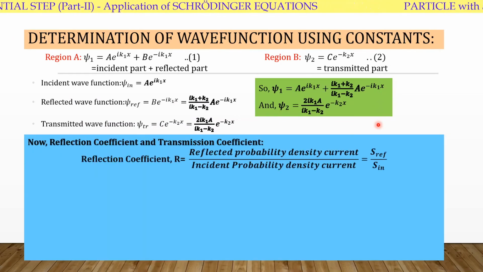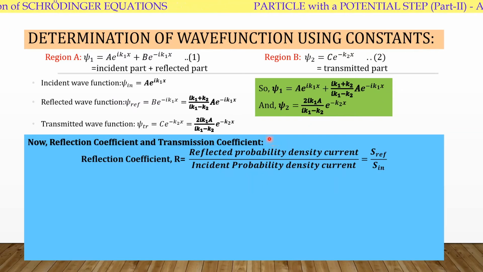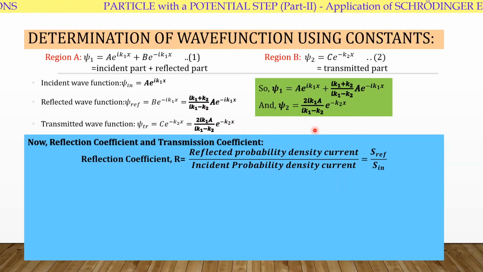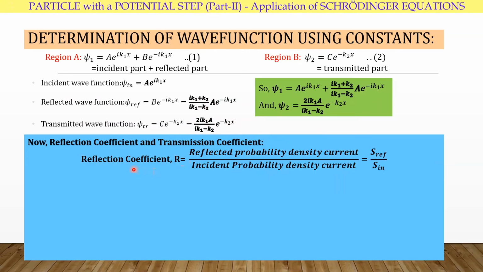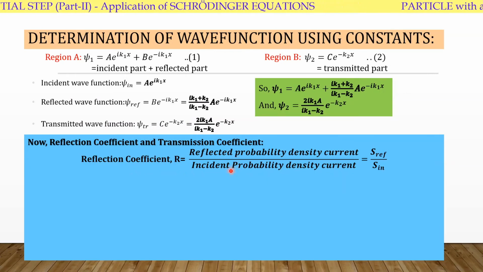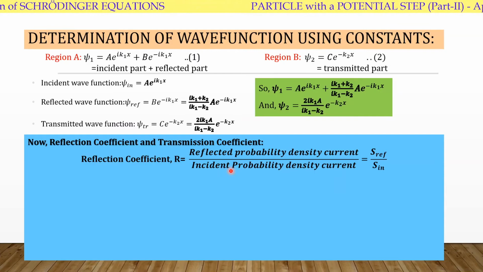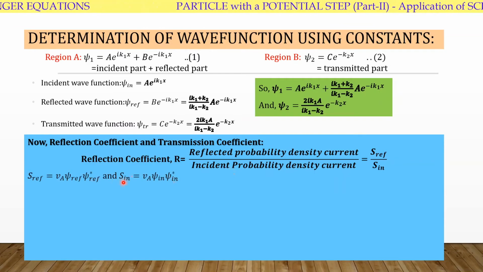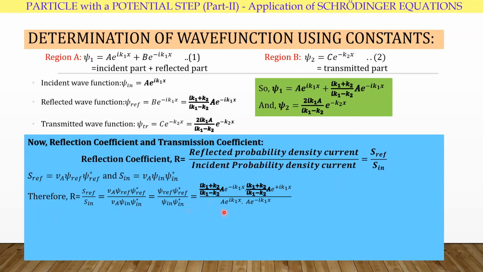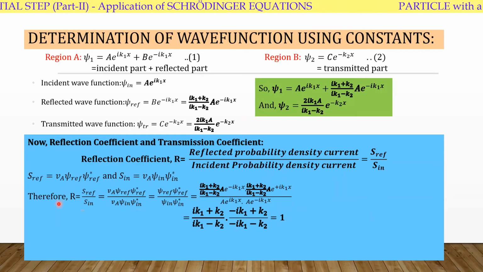Now you see, we need to calculate the reflection coefficient and transmission coefficient because we need to know how much part of the incident wave has been reflected back and how much of it has been transmitted into the next region B. So, as in the previous lecture, the reflection coefficient can be calculated as the ratio of the reflected probability density current divided by the incident probability density current. The density current S reflected is calculated by the product of velocity in the region A and the probability, and upon solving and substituting the corresponding values, we arrive at this result, which upon further solution gives unity as the value of the reflection coefficient.